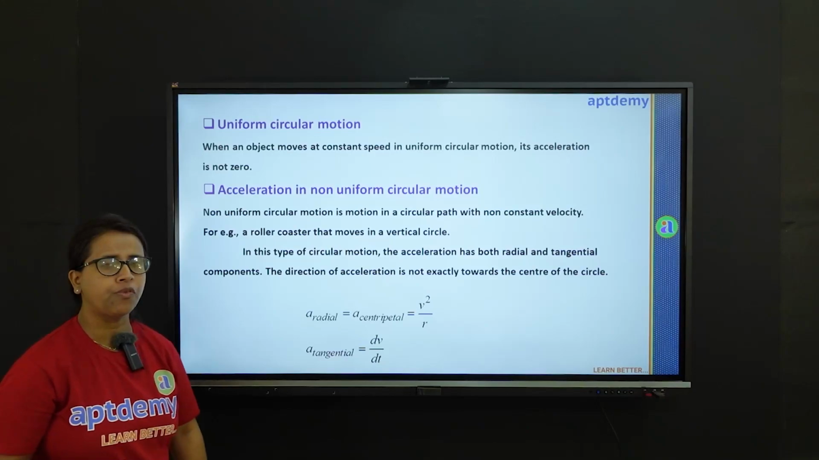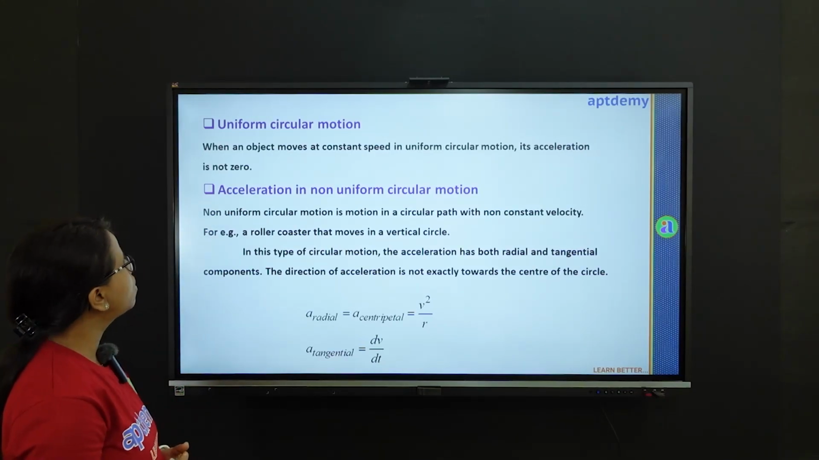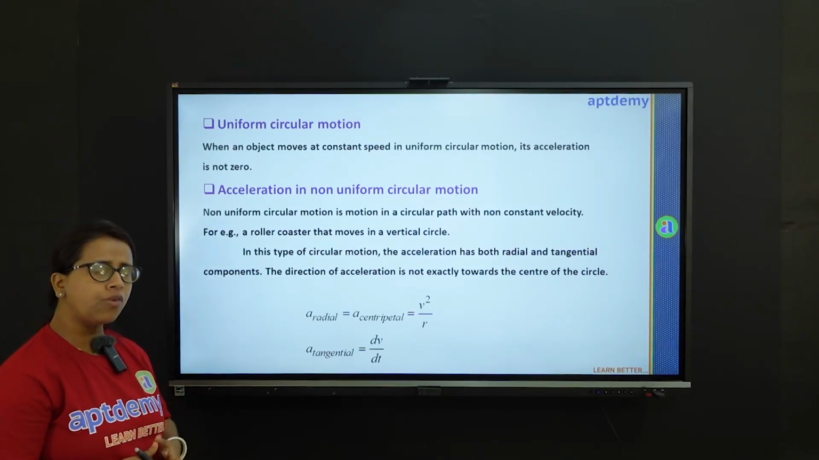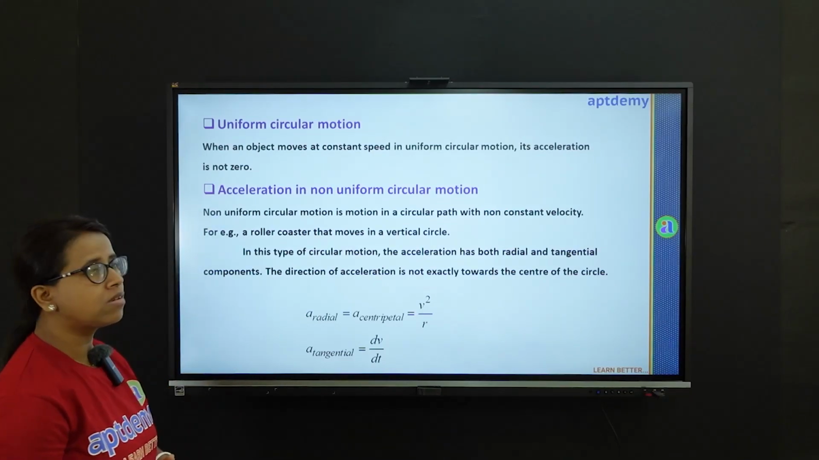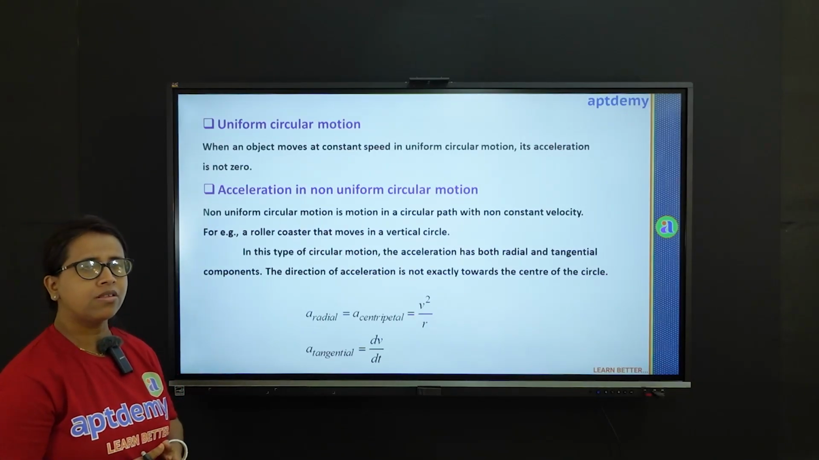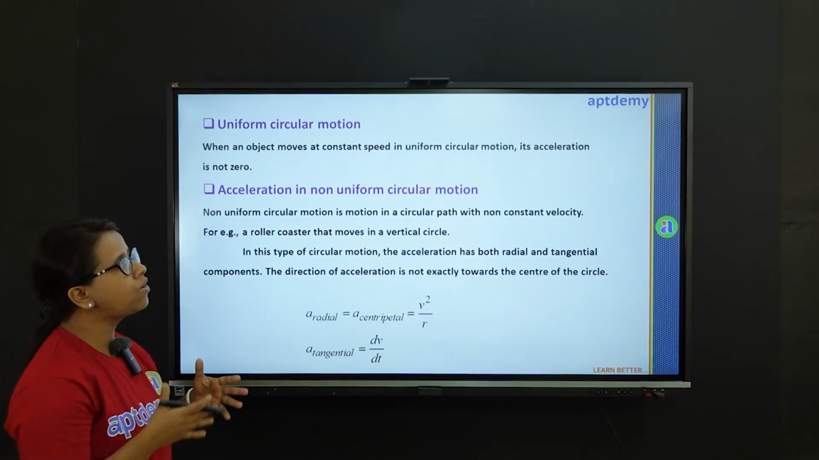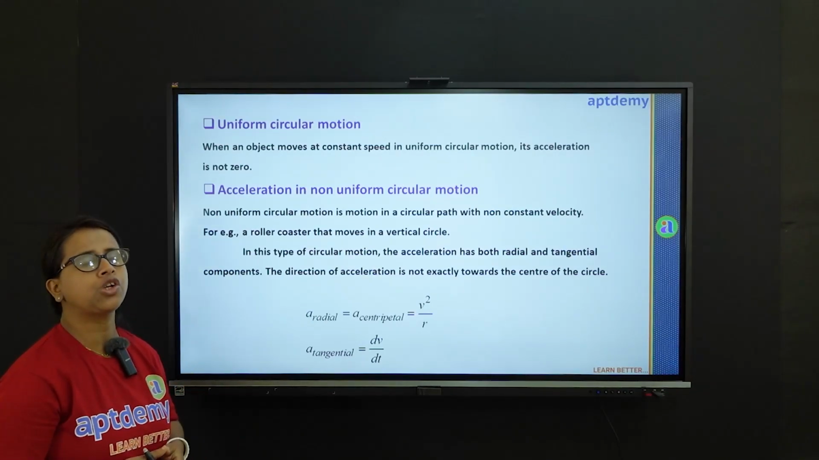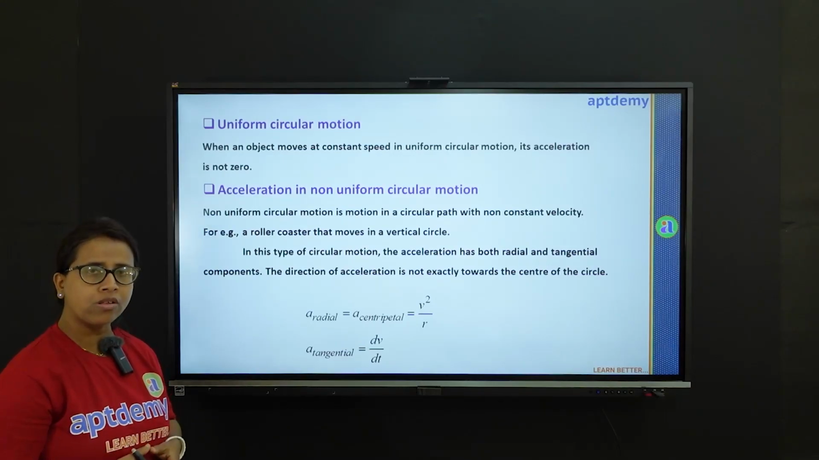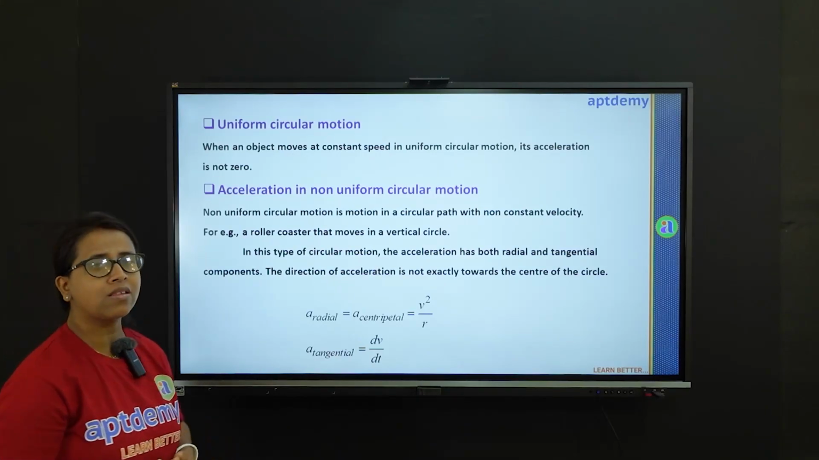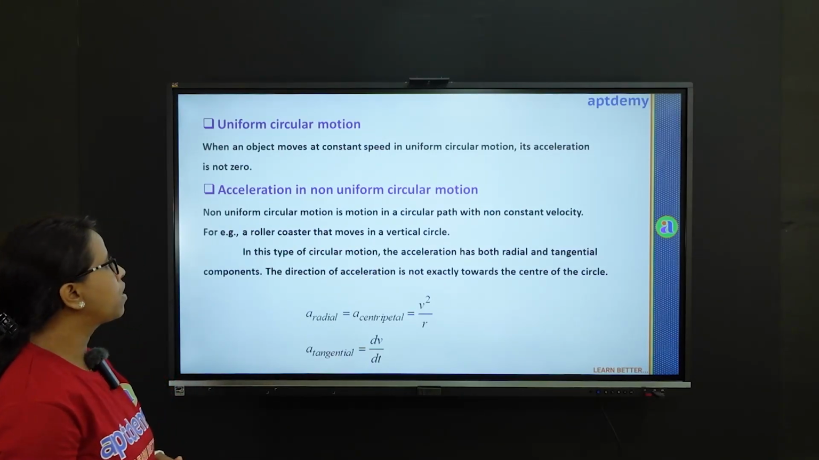Now talking about uniform and non-uniform motion, whenever we are talking of a body which is moving in uniform circular motion with constant speed, its acceleration actually is not zero. This is because the particle, whenever it is moving in a circular path, at every point of motion, the direction of motion is changing, which causes the velocity to change, and change in velocity means that the acceleration is not zero. Now, what is non-uniform motion?